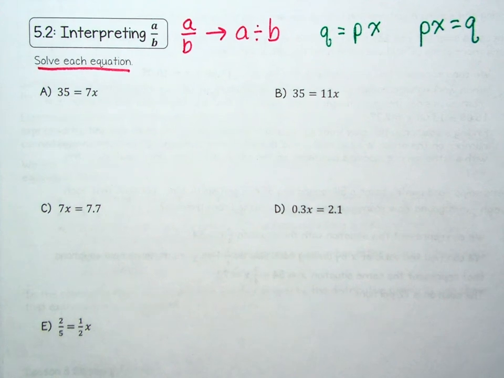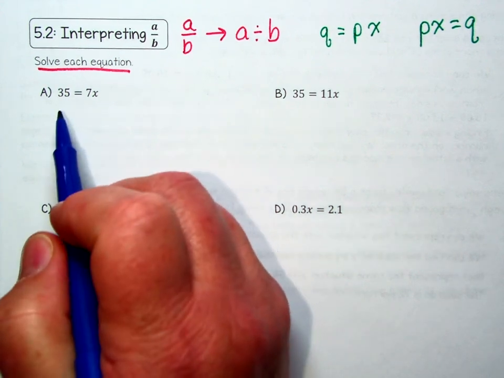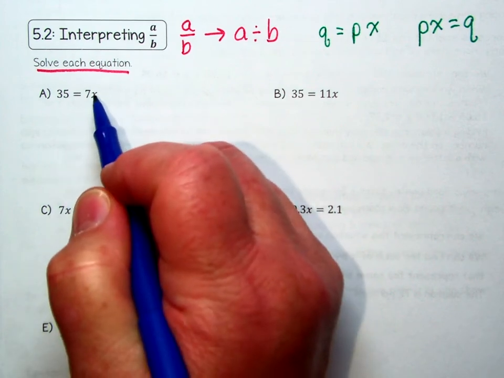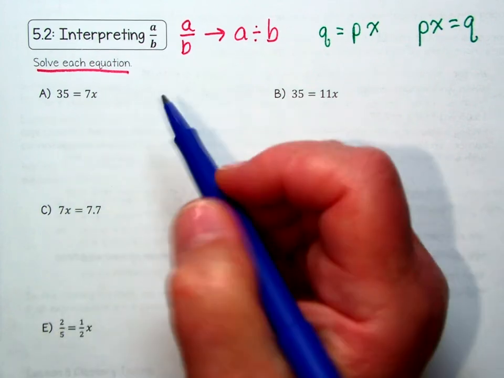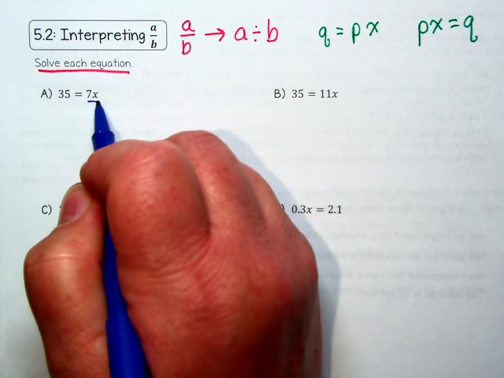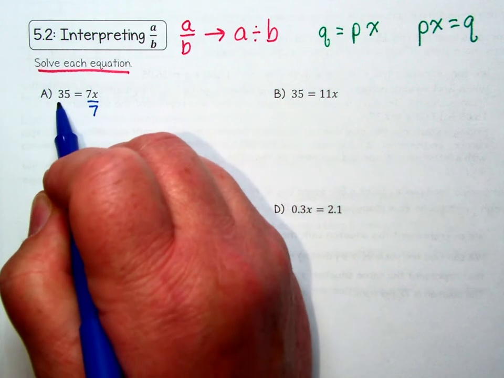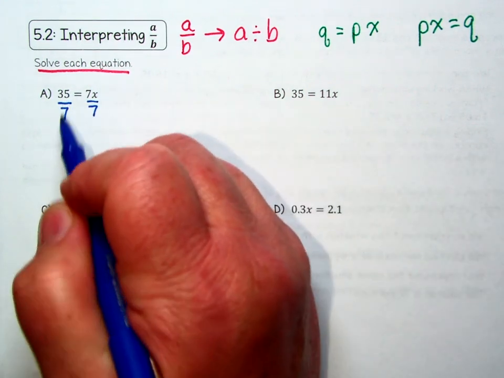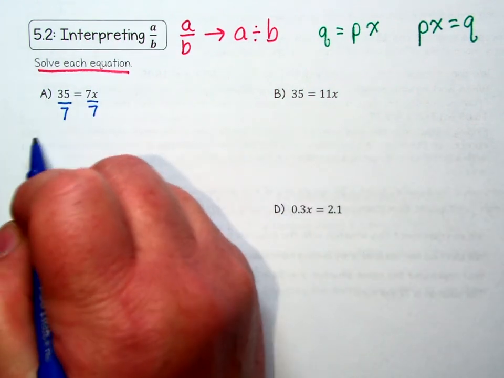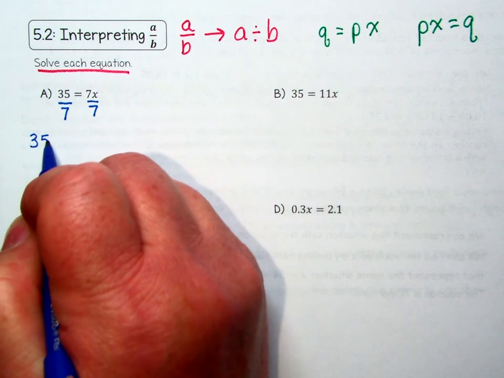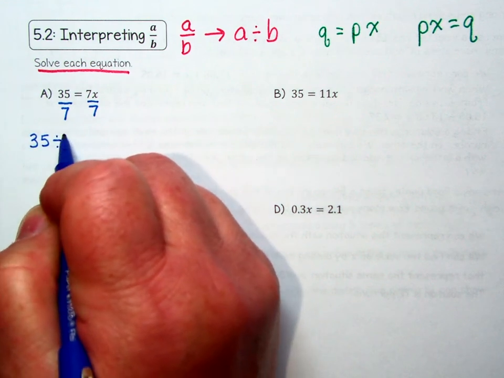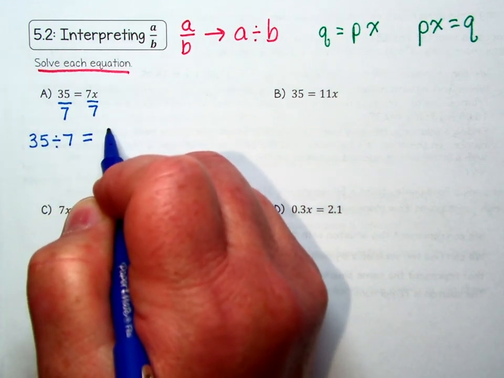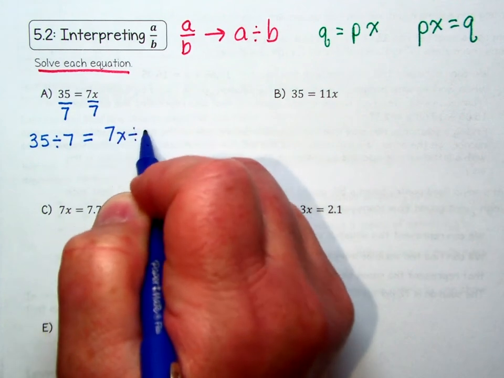So my first equation, A, 35 is equal to 7 times x. Well, to solve this equation, I need to know what 1x is, not what 7x is. So I'm simply going to divide both sides by 7. And I have been writing division this way. But now I want to think about this. This 35 over 7 means 35 divided by 7. So I could have also written it this way.